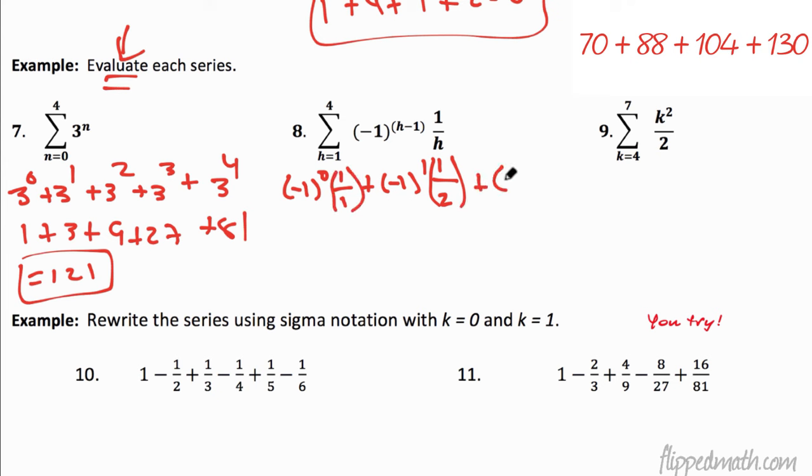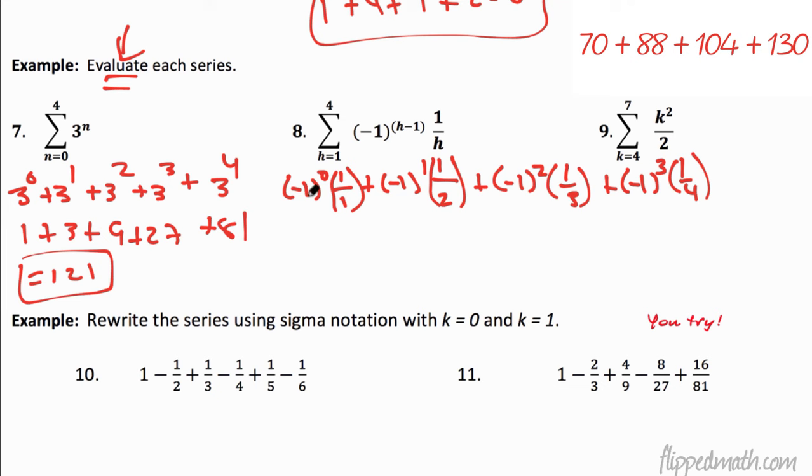Plus, we have negative 1. This will be the third term, so I'm plugging a 3 in, so that's going to give me 3 minus 1 is 2, times 1/3. And lastly, we have negative 1 to the third power, 1/4. All right, so how does this all work out? We're going to evaluate, so we need to figure out a final answer. But I wanted to write this all out. It's going to come in useful later.